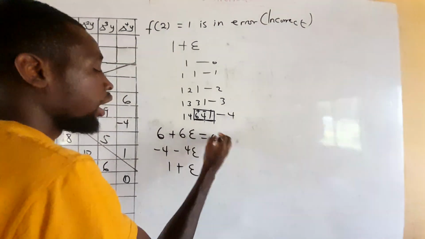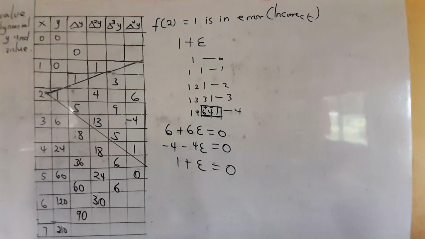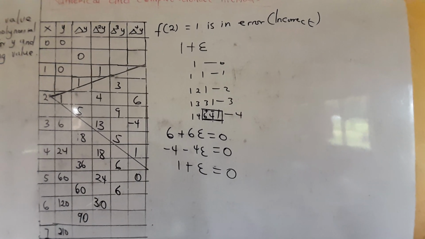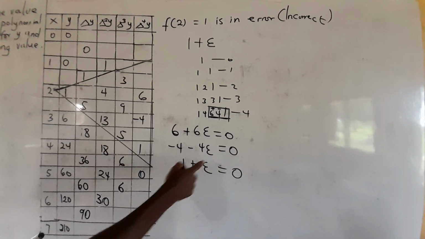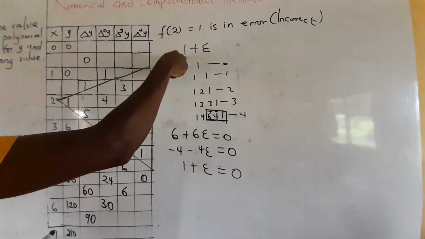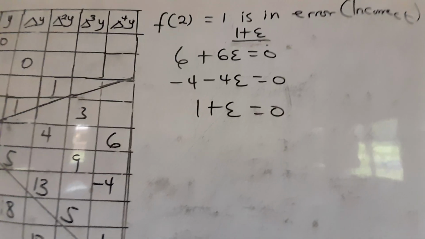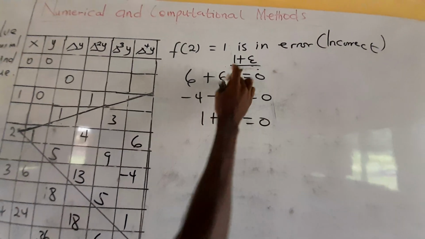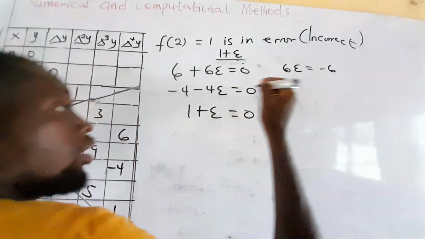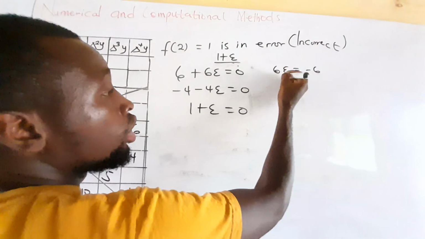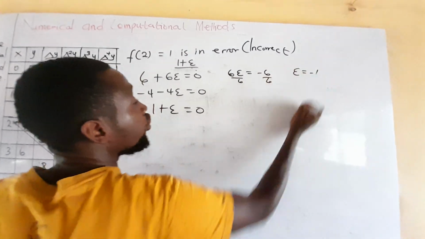What will be the value here that must okay? All the values there must be 0. So we equate them to 0. Now any one of them, you get the same value for the unknown, which is the error. Then, when we find the value of the error, we just add it here. Then we get the correct value of f of 2. So with any of them, remember this, we have 6 error equal to -6. Then we divide both sides by 6. You see that the error will be -1.